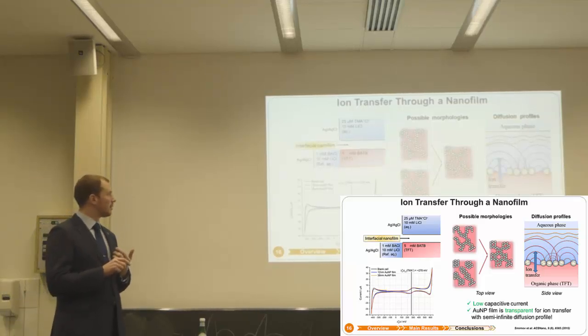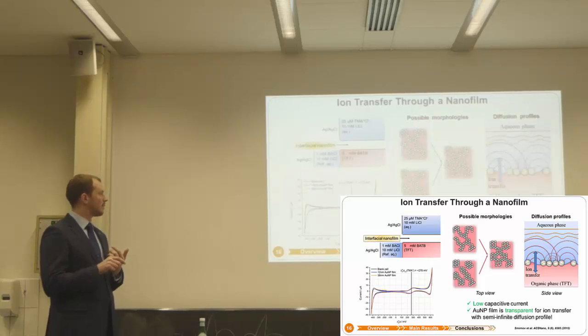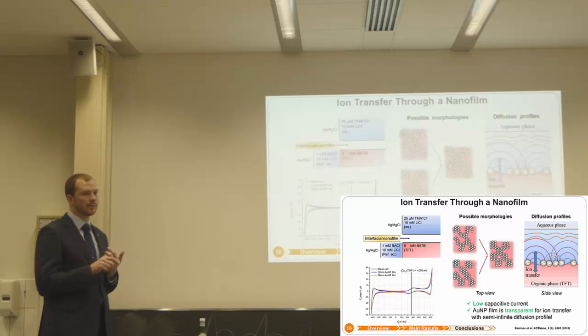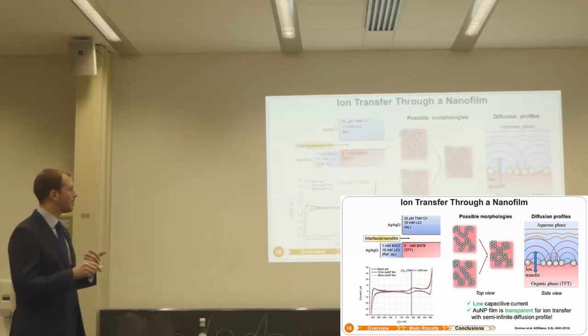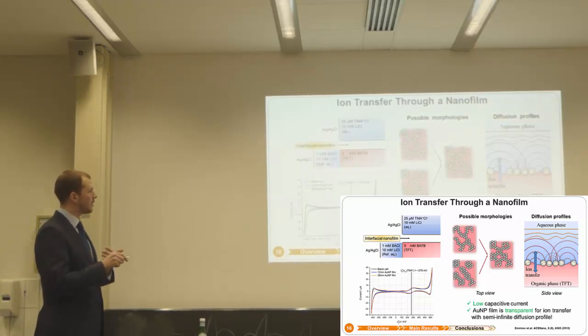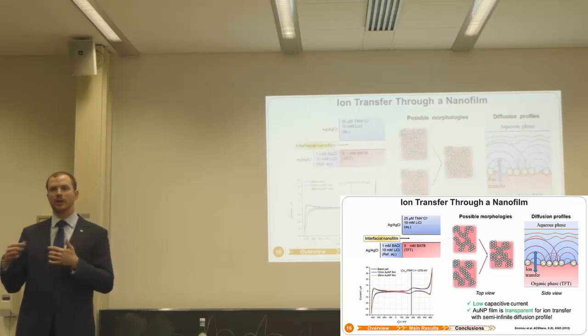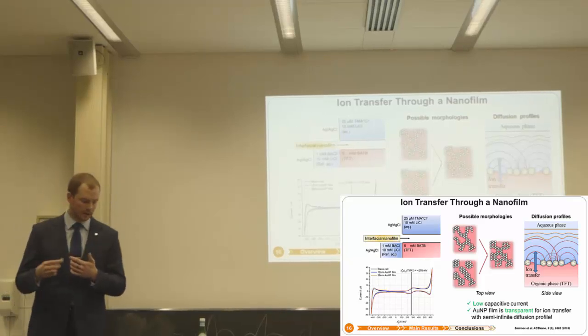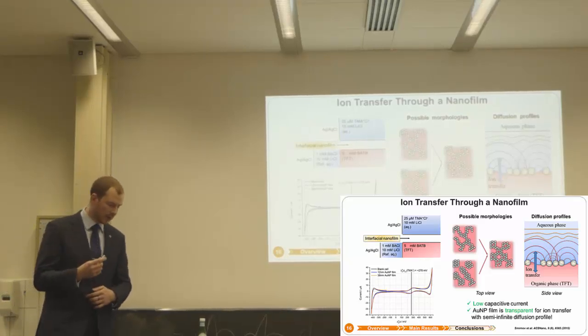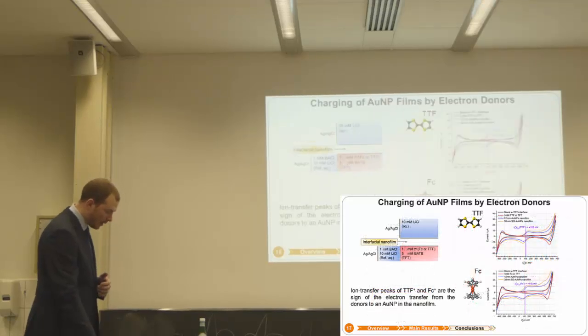And also, there is low capacitive current. Previously, this current in the middle, where there is no transfer of ions or any charges, was really high, but we managed to reduce it to a very low value, so now we could see any charge transfer event across the interface.